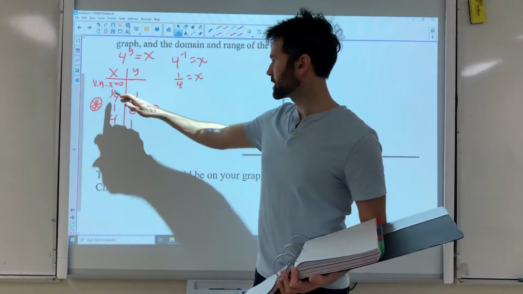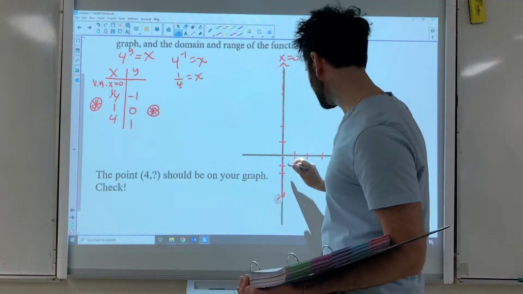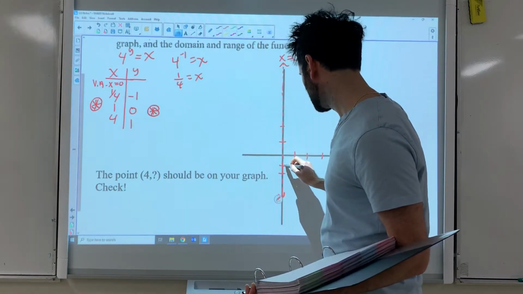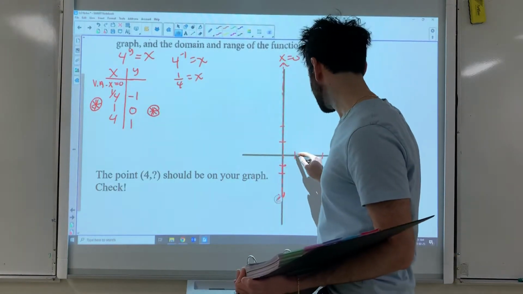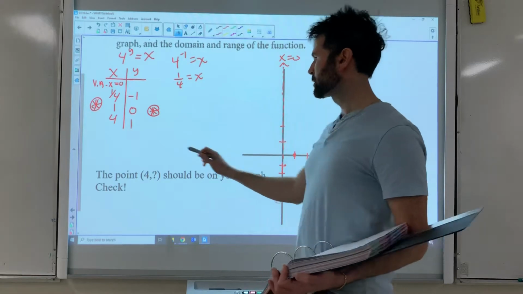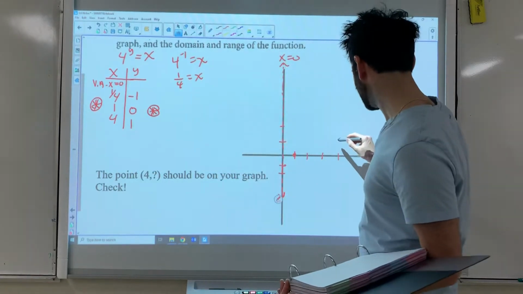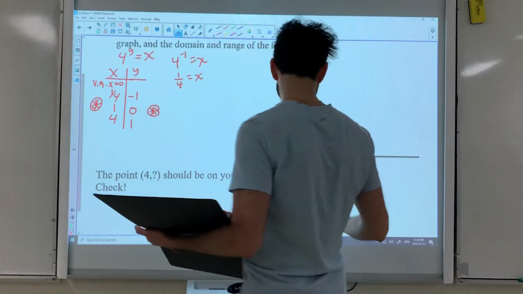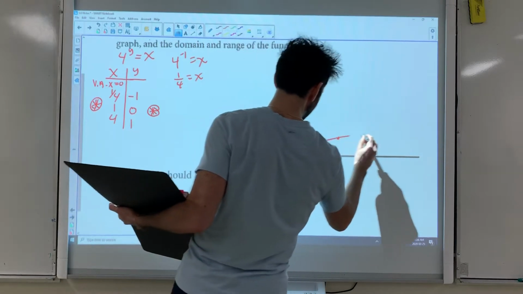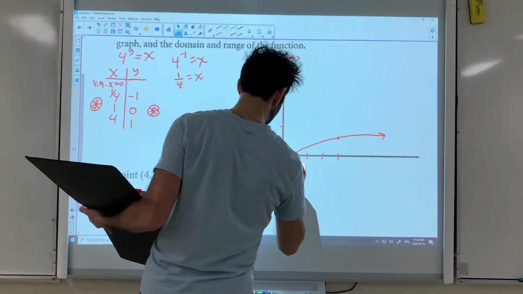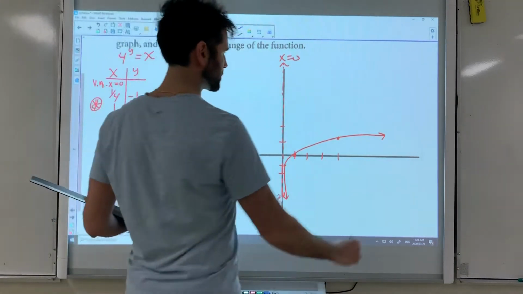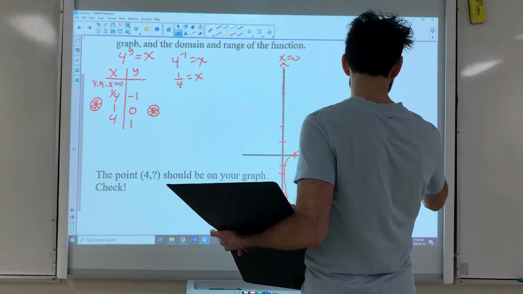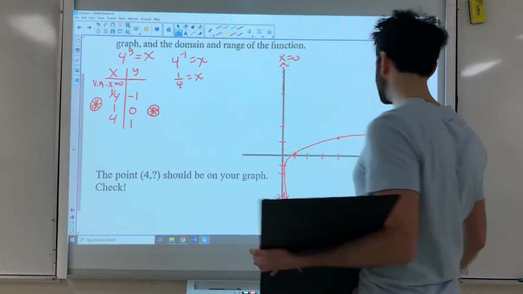So when x is 1/4, we get -1 for y. So it just means that we're really, really close here to the vertical asymptote. And then x is 1, y is 0. So that's that point right there. And then we have x is 4, y is 1. So right there. Now we know the general shape of these kind of look like this. They are power functions that have been inversed. There it is. Y equals log base 4 of x.